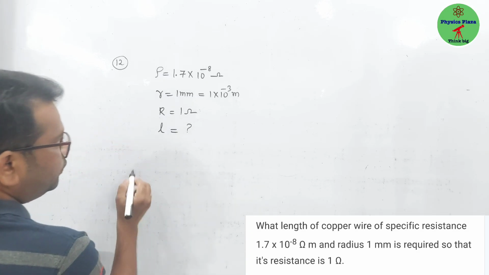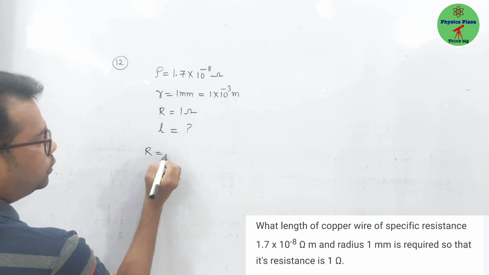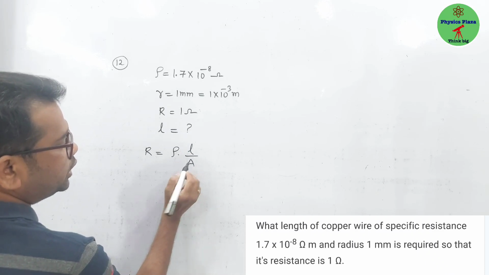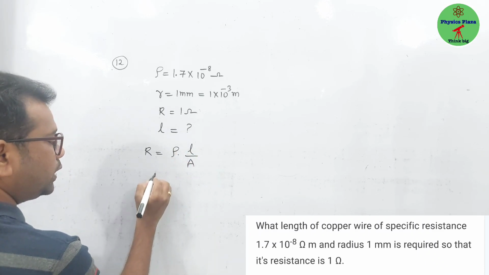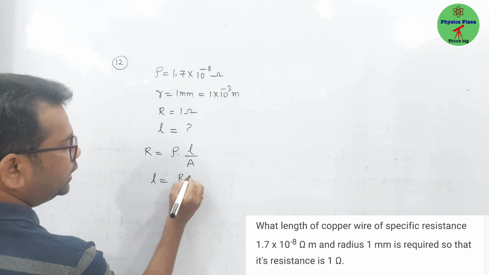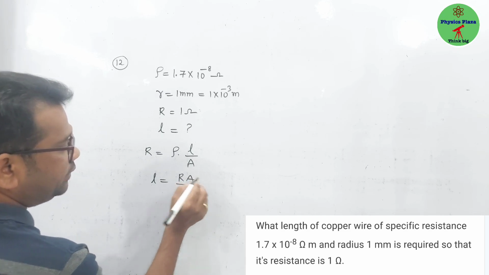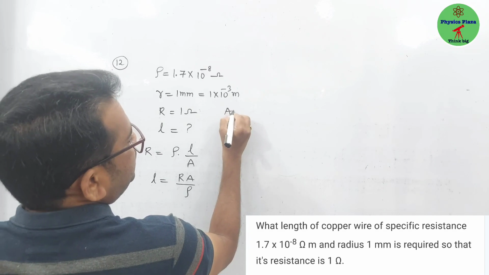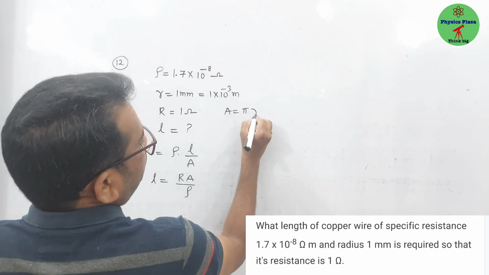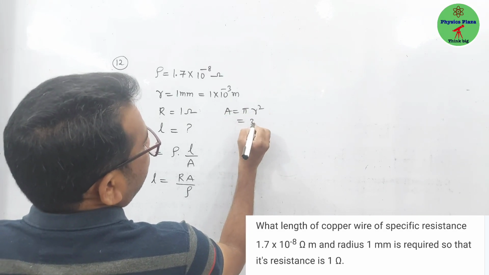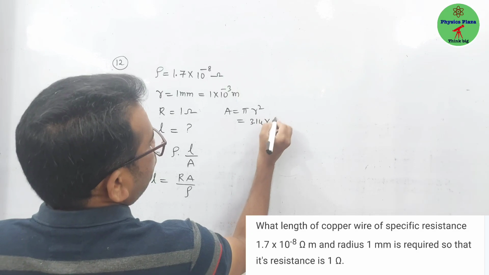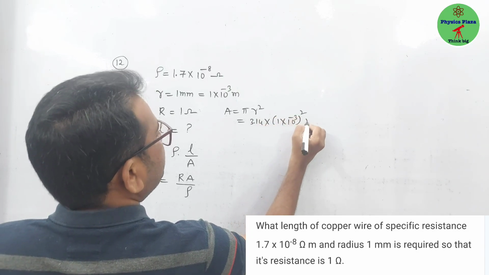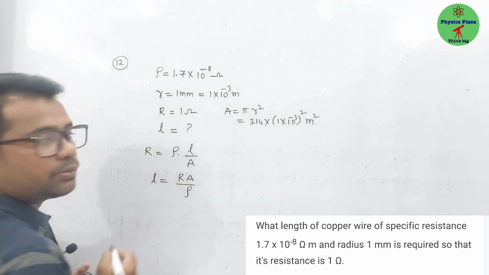Children, here we know that R is equal to rho into L by A. So we can rewrite the formula to make length the subject. So L is equal to R into A by rho. Fine. But the A value is not given. No problem. R is given, right? Because we know that A is equal to pi R square, that is 3.14 into 1 into 10 power minus 3 whole square meter square. This value we can substitute.